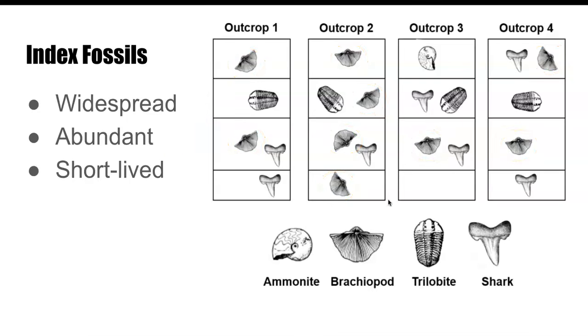Trilobite is next. So if we look at where the trilobite is located, the trilobite is found in all 4 outcrops, but only in 1 layer. That means that it was short-lived. It only showed up for a brief amount of time, but the fact that we find it in all 4 locations suggests that it's widespread and abundant.